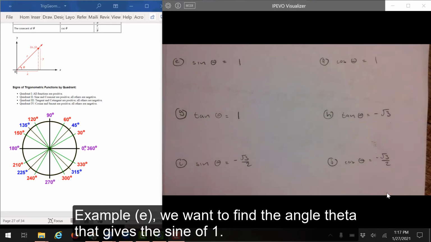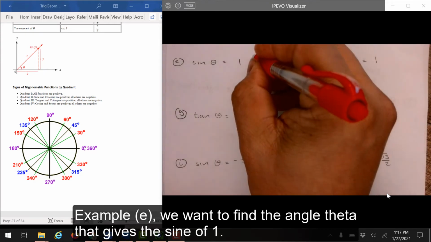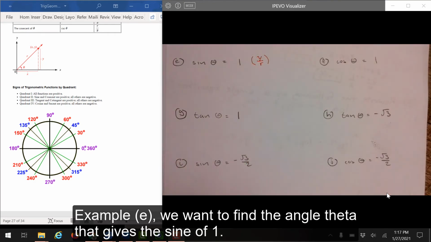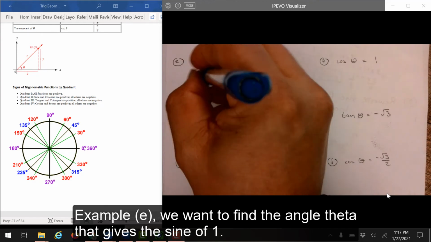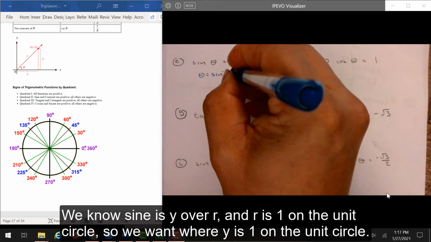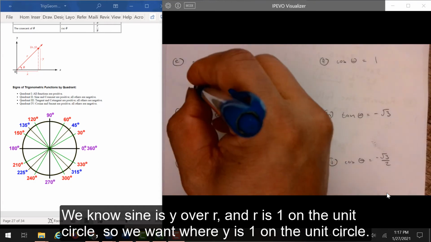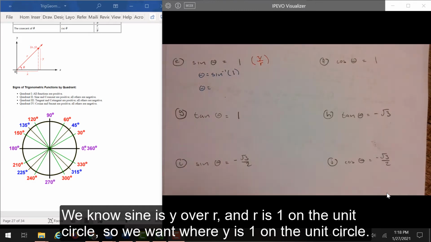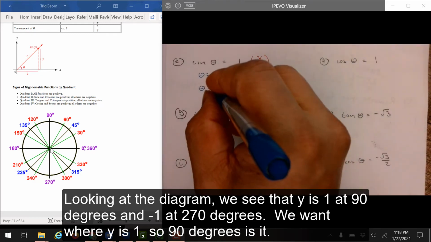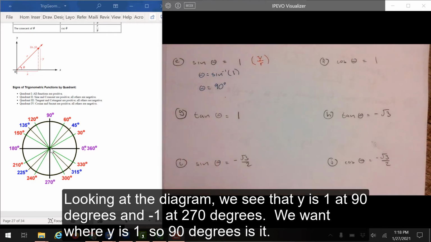Example E. We want to find the angle theta that gives the sine of 1. We know sine is y over r, and r is 1 on the unit circle, so we want where y is 1 on the unit circle. Looking at the diagram, we see that y is 1 at 90 degrees and negative 1 at 270 degrees. We want where y is 1, so 90 degrees it is.